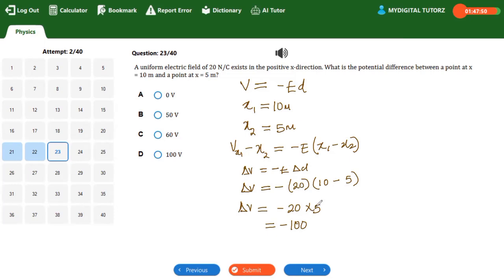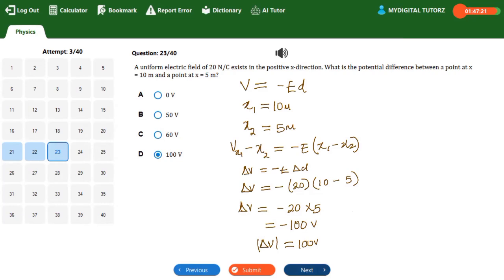So the negative here simply shows that there is a decrease in the potential toward the x direction. Are we together? So in absolute value, this is going to be 100 volts. So the correct answer here is option D. I hope this is understood.